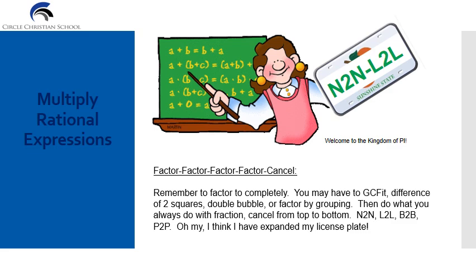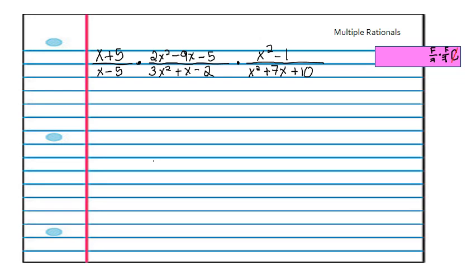Number to number, letter to letter, binomial to binomial, polynomial to polynomial. Got to get a bigger license plate. All right, it's just multiplication. It's a fraction times a fraction times a fraction. But we've got to check everything and make sure everything's factored completely.